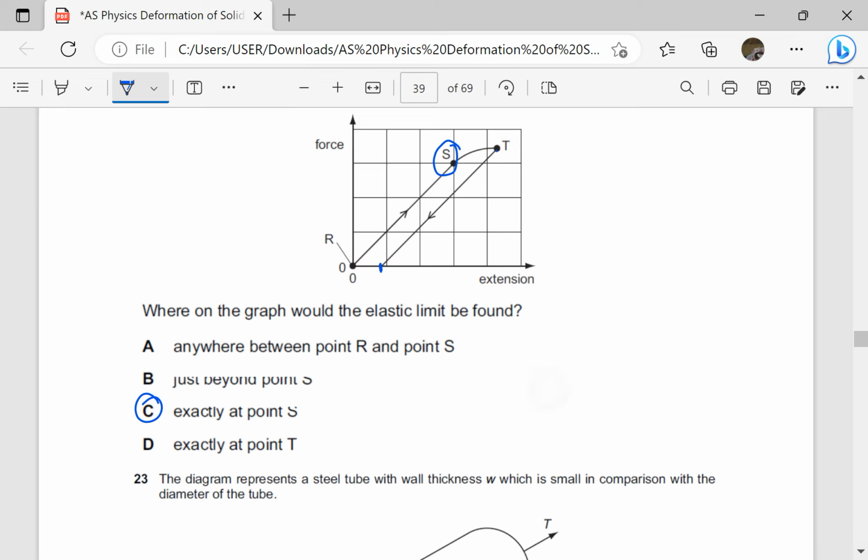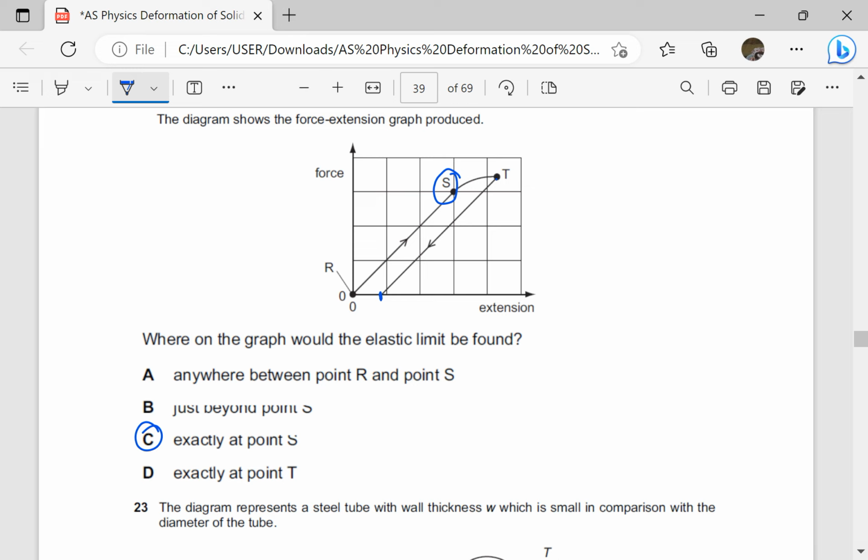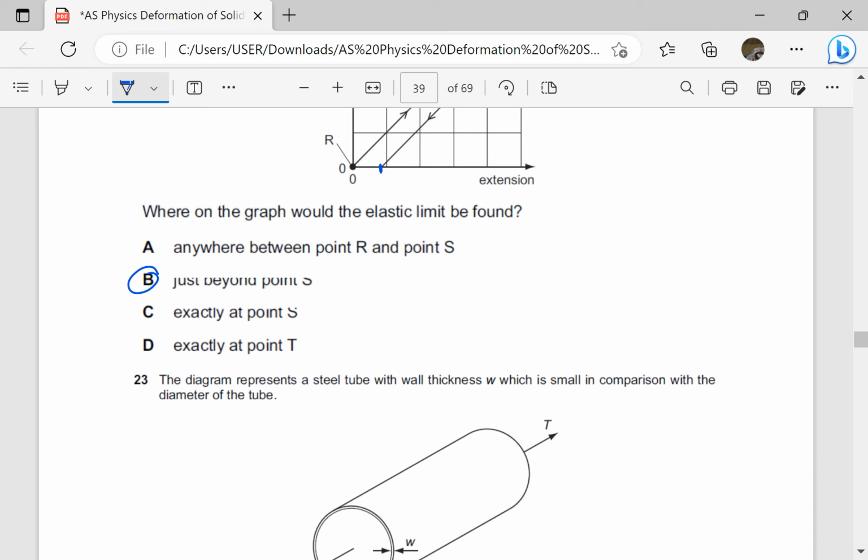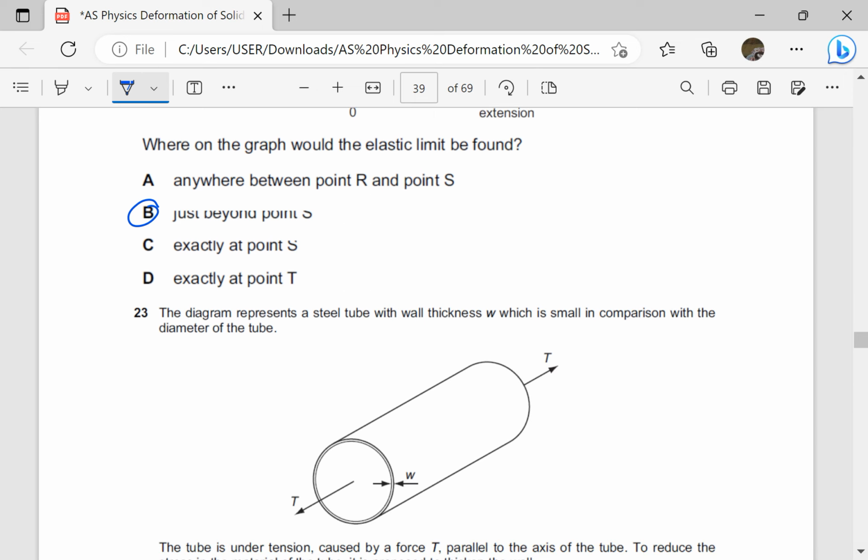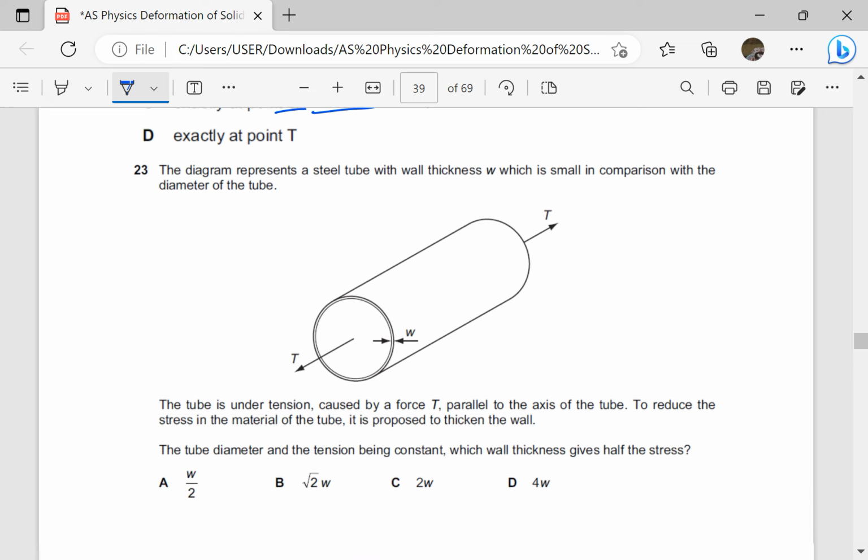No, not exactly at point S. It could be just beyond point S, because point S could be the proportionality limit. So just beyond, slightly beyond point S. I said exactly point S, this is the proportionality limit. Limit of proportionality. Okay, proportionality limit or limit of proportionality.